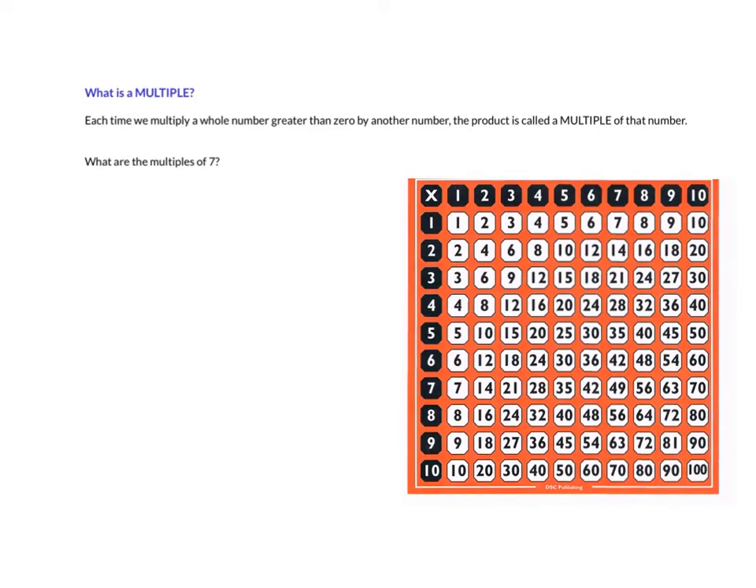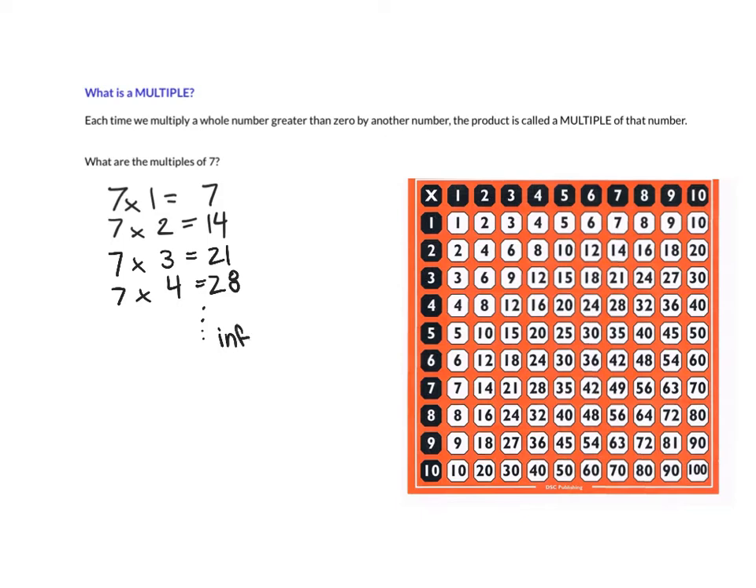What is a multiple? Each time we multiply a whole number greater than 0 by another multiple, the product is called a multiple of that number. A multiple of a number is the product of that number times another non-zero whole number. So, what are the multiples of 7? This is pretty straightforward. 7 times 1 equals 7. 7 times 2 equals 14. 7 times 3 equals 21. 7 times 4 equals 28. And so on. It goes on and on and on. It's infinite.